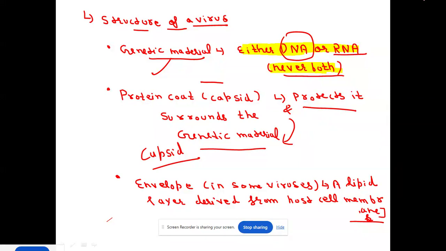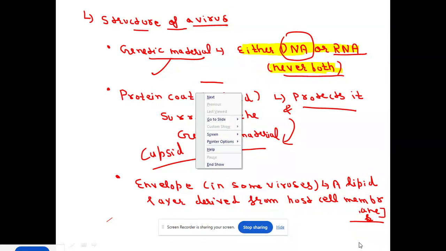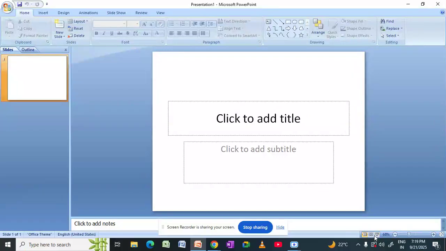Next, we will discuss the shapes of viruses. This part will come under the structure only. Various types of shapes of viruses can be there. Shapes of viruses, this is the topic of discussion.